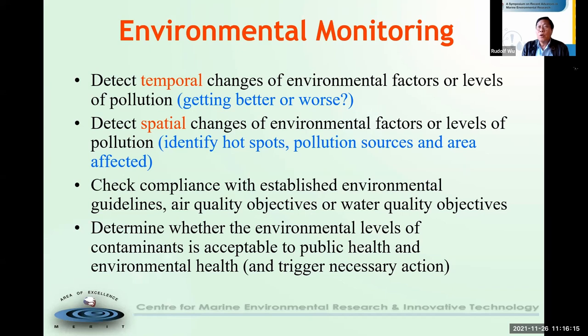Now, finally, the objective of environmental monitoring is to determine whether the environmental level of contaminants is acceptable to the general public and environmental health. Just like if we find the mercury level in the environment is higher than what we set, we have to check that, and the government needs to do something. Either you tell people not to eat the fish, or alternatively you say, okay, let's control the source, control the amount of pollutant going into the water, and then protect the general public health.